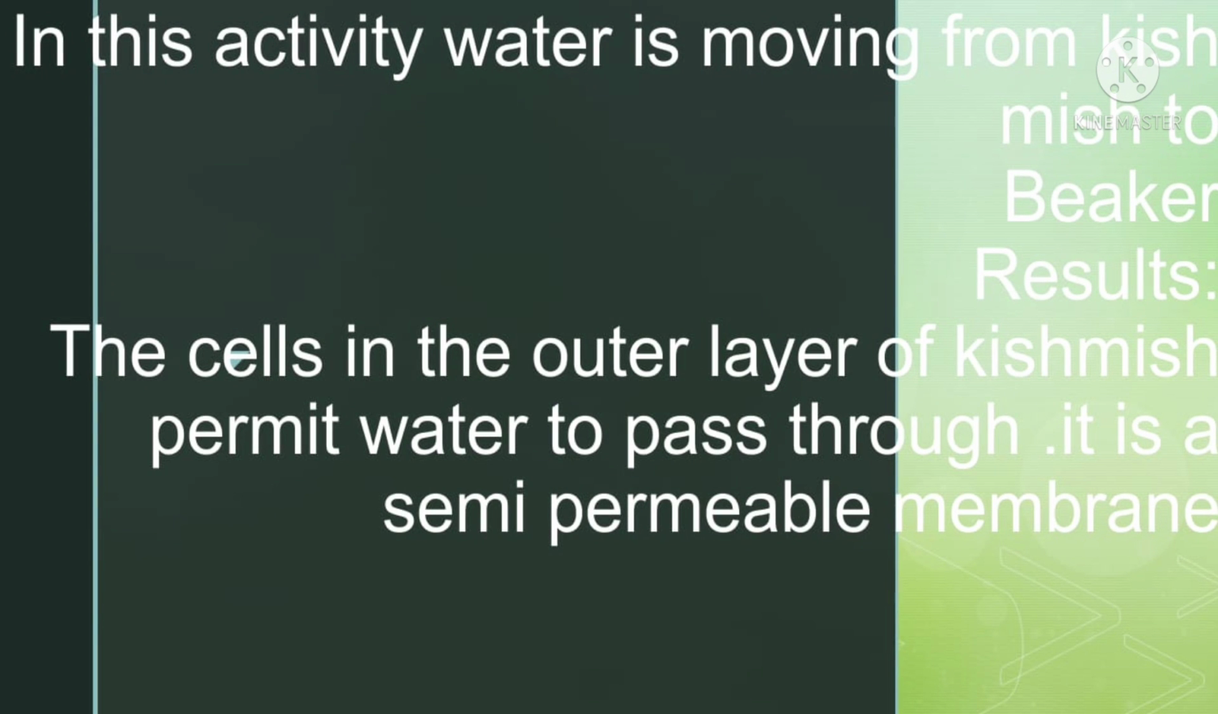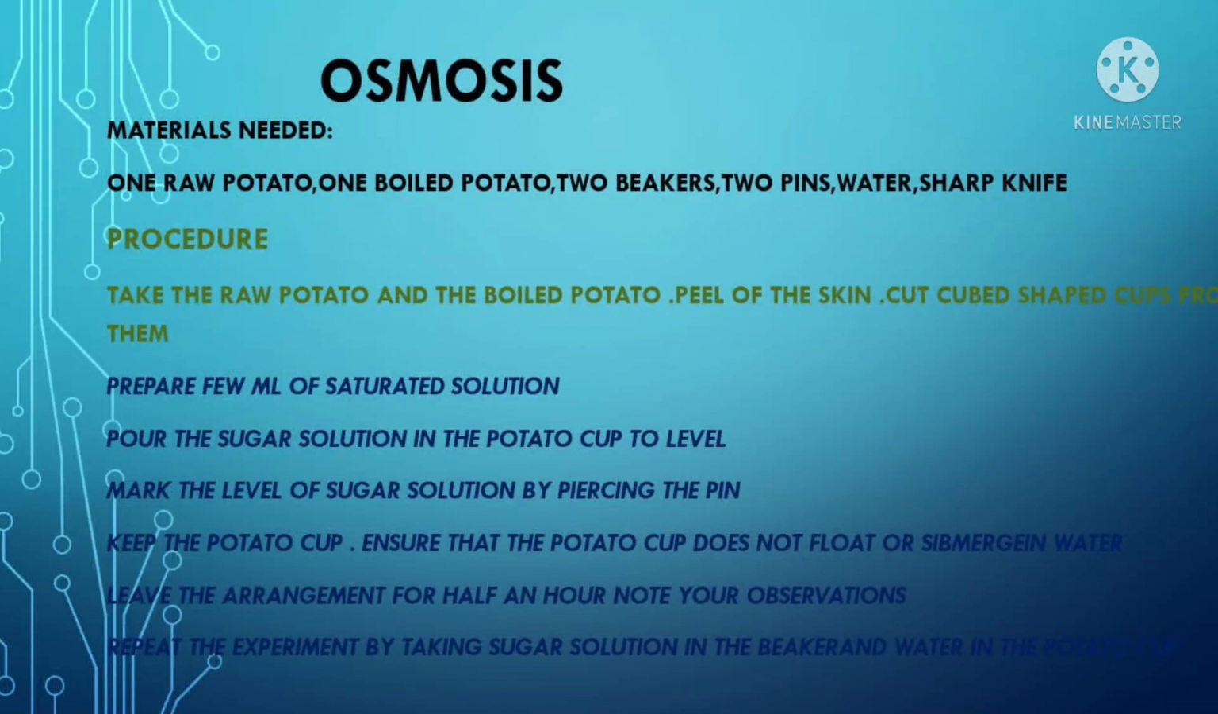By this, we conclude that water goes in and comes out of the kismis. In activity A, water is moving from the beaker to the kismis. In activity B, water is moving from the kismis to the beaker. Now let us learn how the cells in the outer layer of the kismis permit water to pass through by a lab activity. To learn more about the process, let us do the following activity.